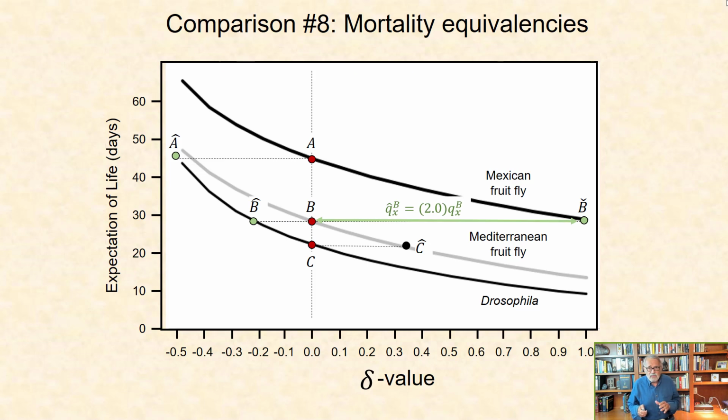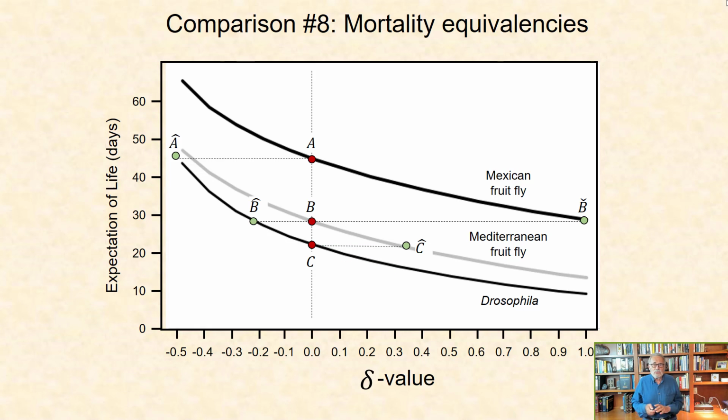Mortality in the Mexican fruit fly would need to be doubled for its expectation of life to equal that of the Mediterranean fruit fly. And mortality in the Mediterranean fruit fly would have to be increased by 1.4-fold in order for its expectation of life to equal that of Drosophila.